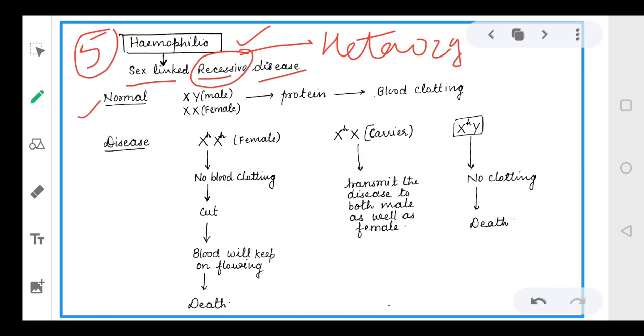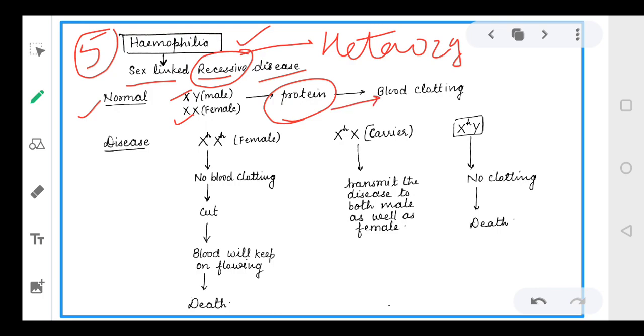देखिए हीमोफीलिया नॉर्मल इंसान में क्या होता है? The normal person, if it is a male, it will be XY. If it is a female, it is XX. So एक प्रोटीन बनता है उनकी बॉडी में. The protein is made and that protein is responsible for the blood clotting.